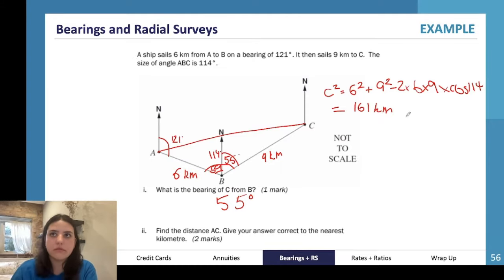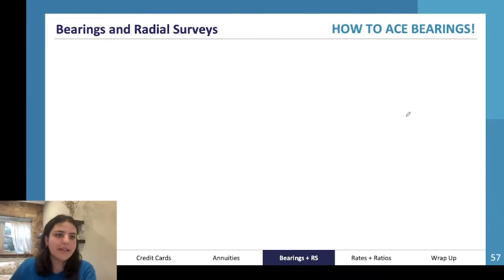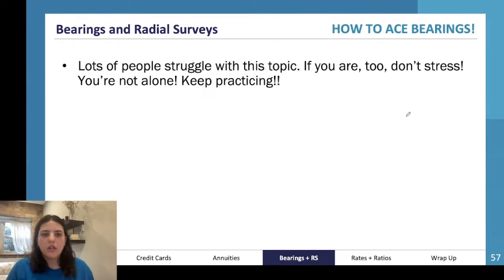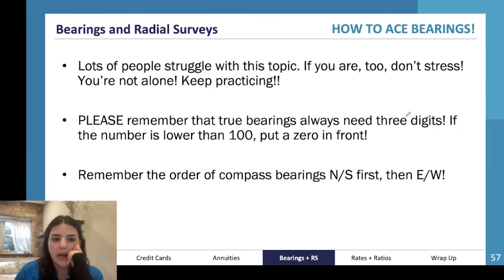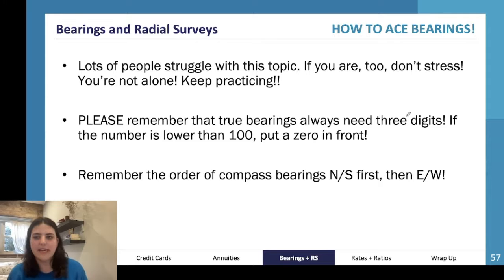Okay. So, how to ace bearings. Lots of people struggle with this topic. You're not alone if you think it's that hard. Please keep practicing. Remember that true bearings always need 3 digits as well. So if the number is lower than 100, you always put a 0 in front of it. So don't do 62 true. You've got to do 062 true. Okay, and then also remember the order of compass bearings. You're doing north, south first, and then east and west.